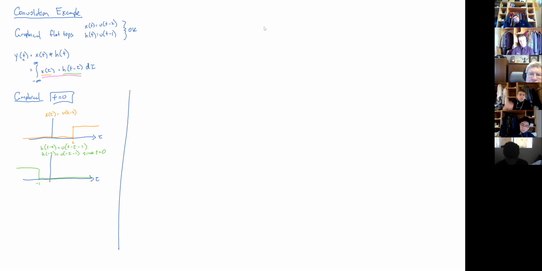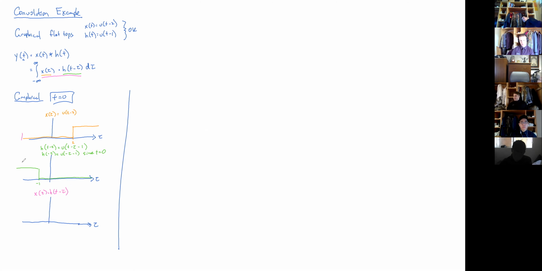Now, the last part is we're going to multiply these two together. We're going to have x of tau times h of t minus tau. Then we just need to find the integral and we're done. I don't need to figure out what this is directly because I've already drawn the first part and the second part. So now I'm just going to do an element by element multiplication.